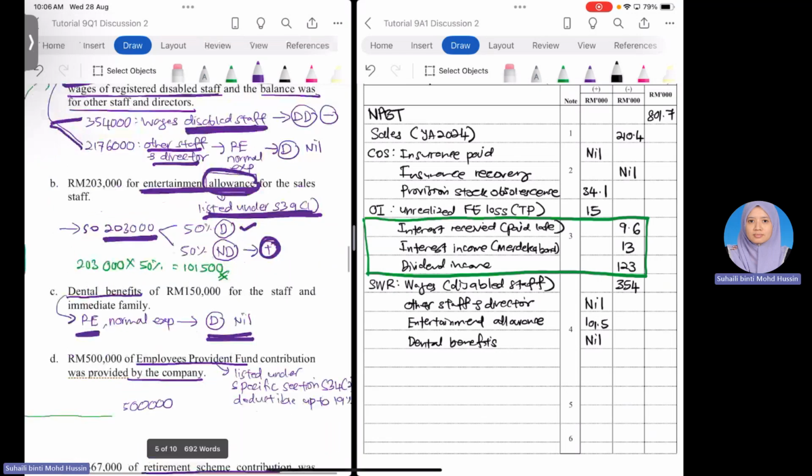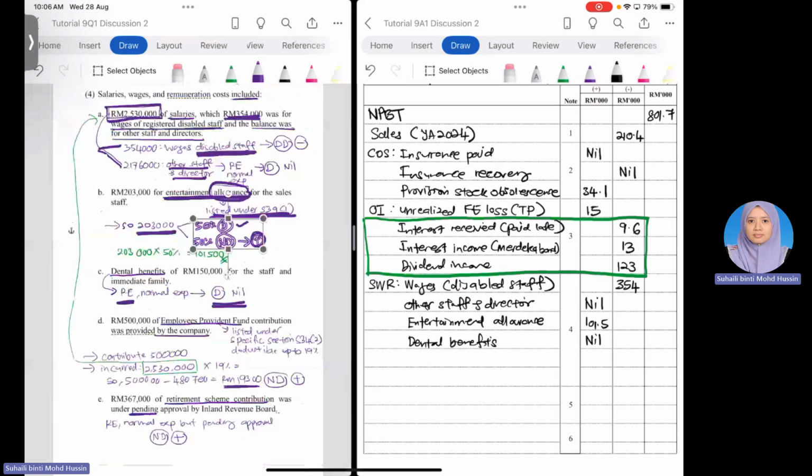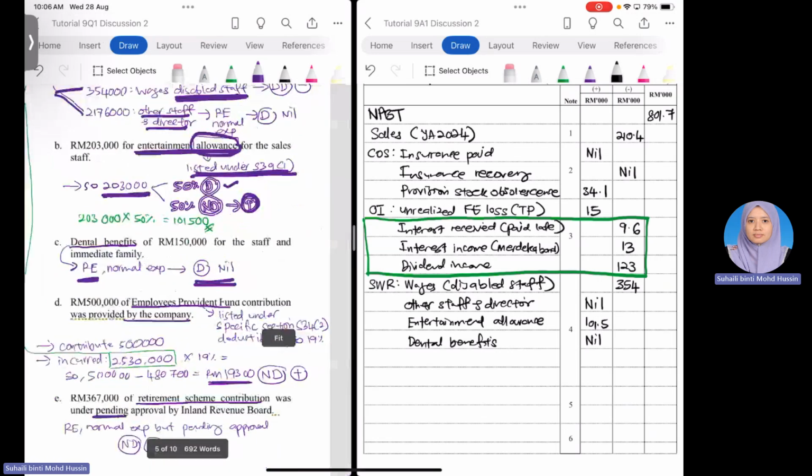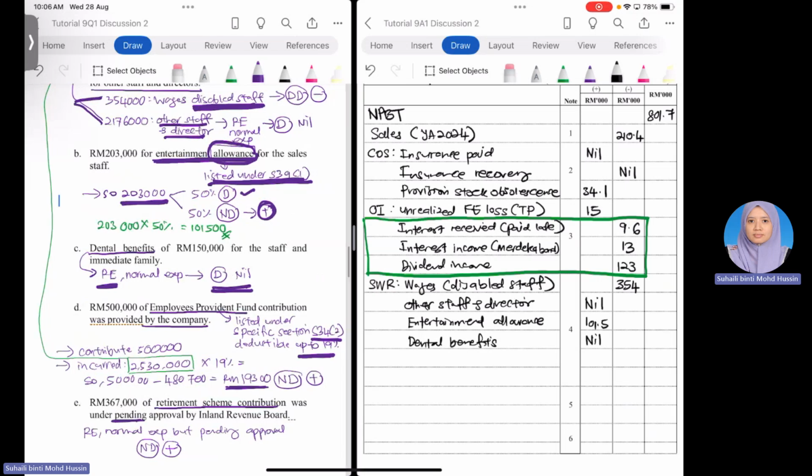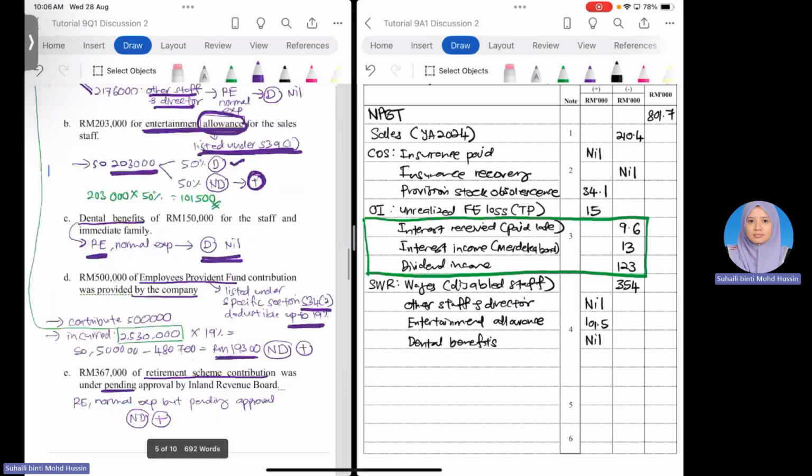Okay, right. Number 4D. Okay, so the company made the contribution to the EPF, 500,000 ringgit. So last week you learned when the company makes the contribution to the EPF, yes, the government allowed for deduction, but according to section 34 subsection 2, the deduction is only allowed up to 19%.